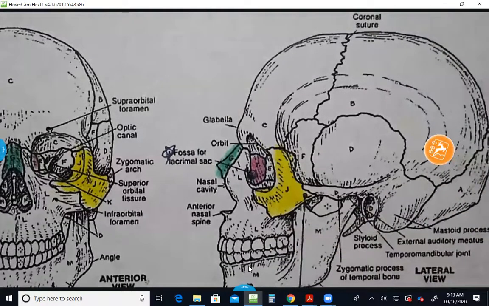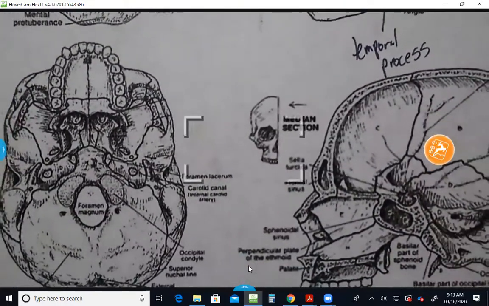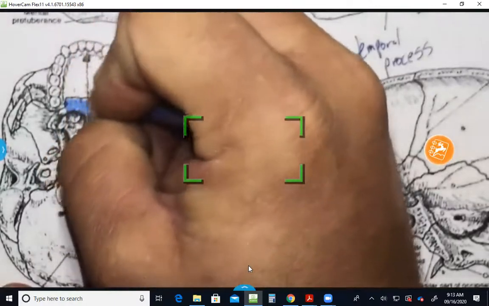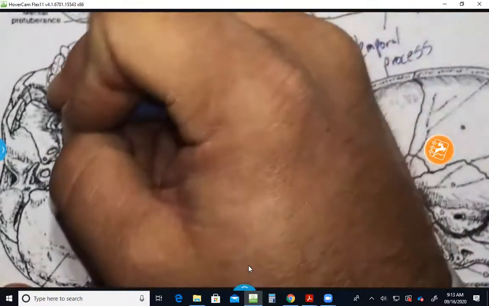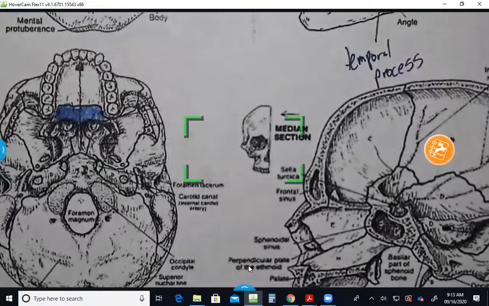Okay, palatine bones. Palatine bones help form the roof of our mouth. And that's why I included this bottom image on the left.